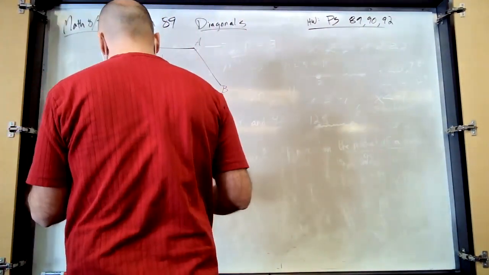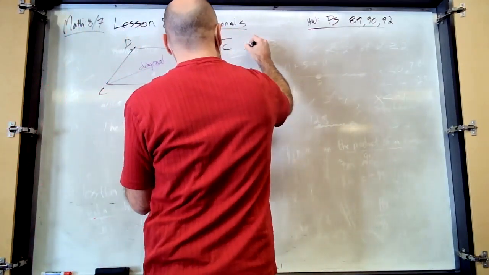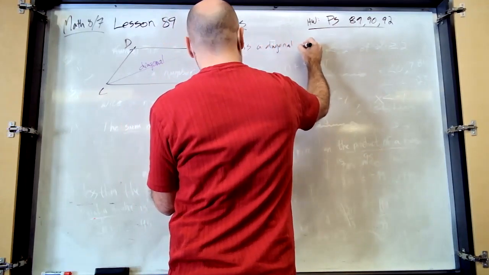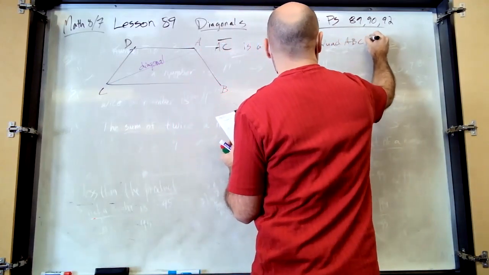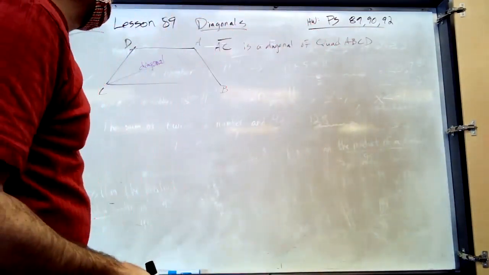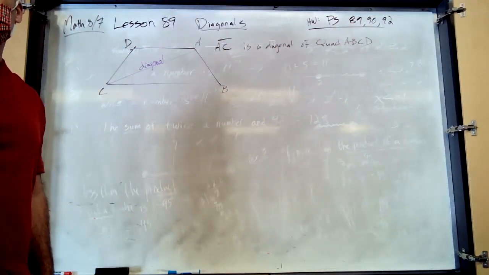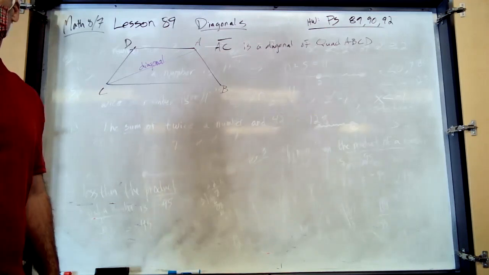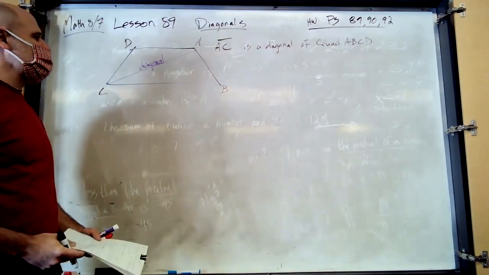So AC would be considered a diagonal of quadrilateral ABCD. Okay, so that's the technical language behind it. How many diagonals do you think we could draw in this quadrilateral? Three? Okay, so where else can I draw one?